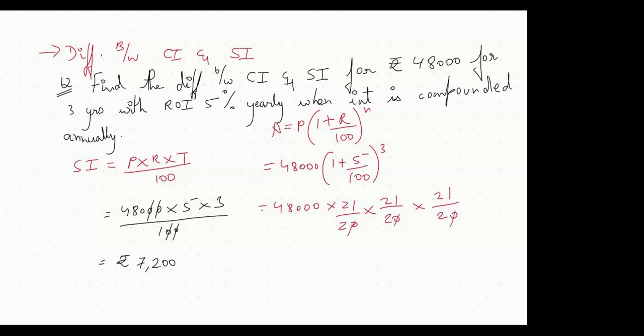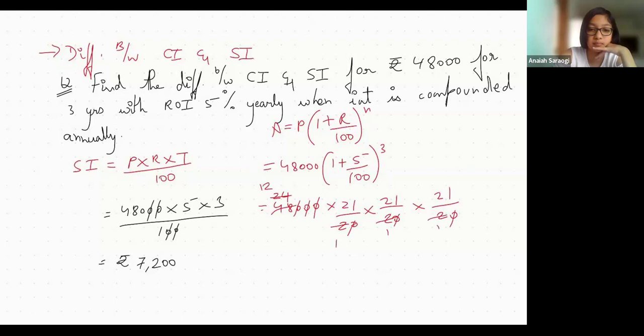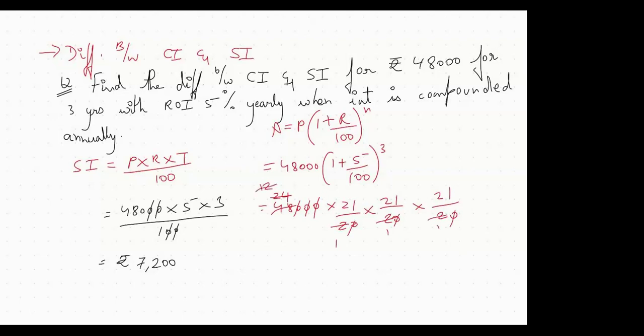It's 48,000. Now cancel more. 2 ones are 2. 48 cancel with 2, 2 twos are 4 and 2 fours are 8, 24. Then 2 ones are 2. 24 reduce it, 2 ones are 2, 2 twos are 4, 12 we have. Then cancel with the next 2. 2 ones are 2, 6. Yes, 6 as 1. Okay, now multiply 6 with 21 and 21 and 21.